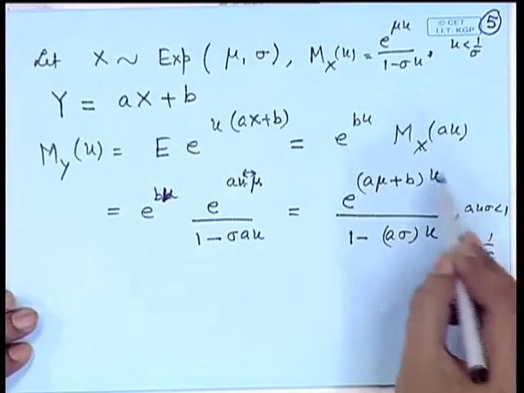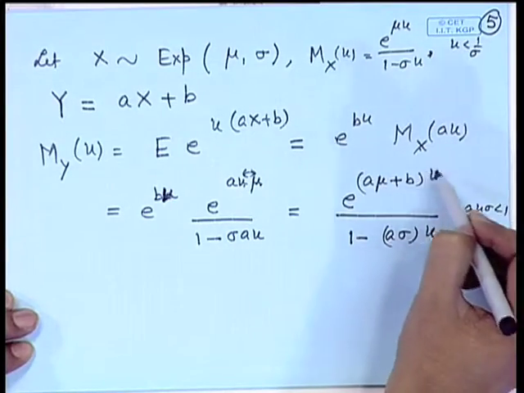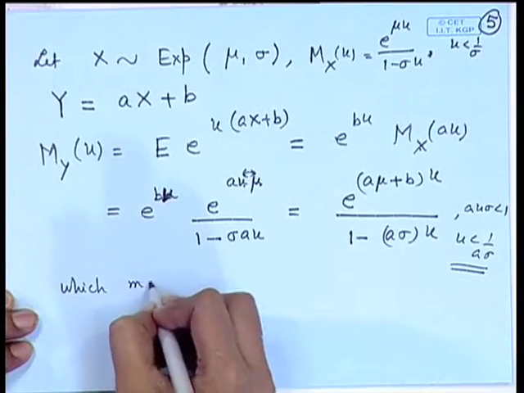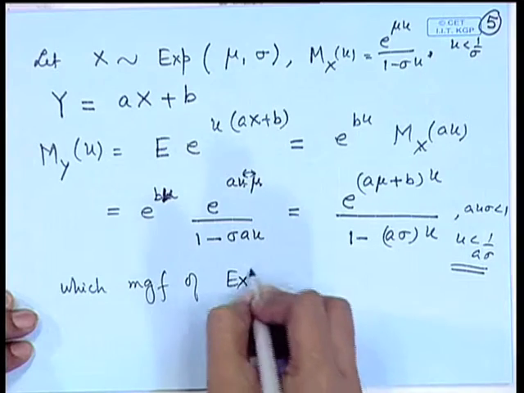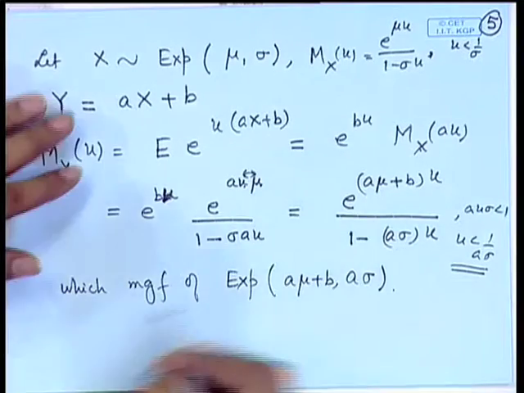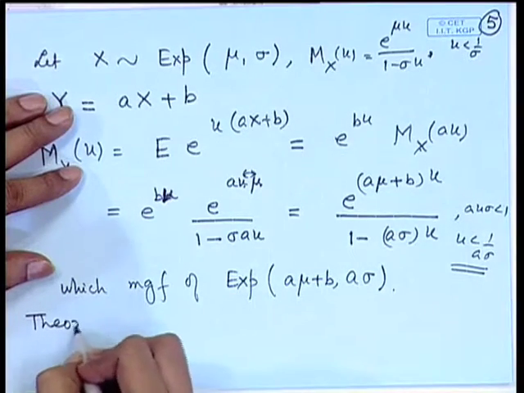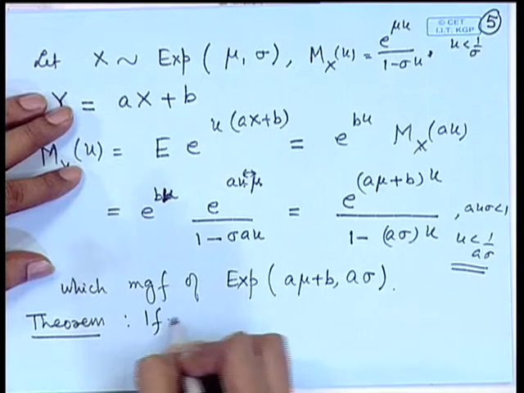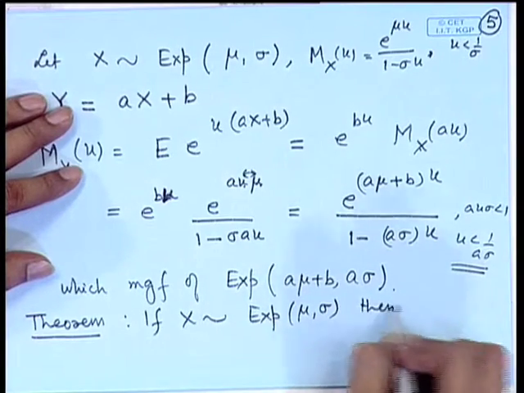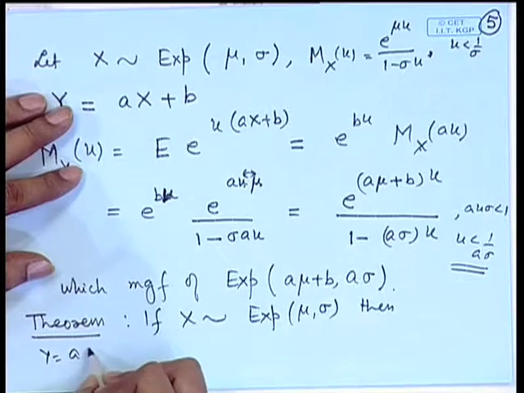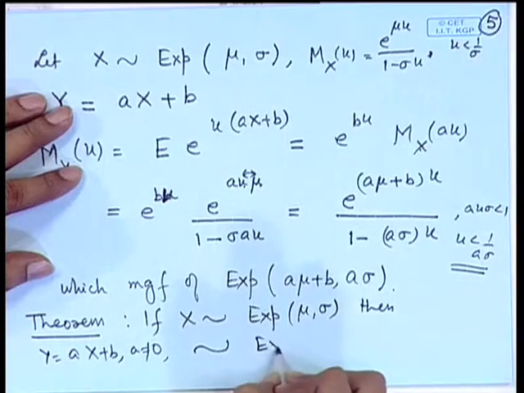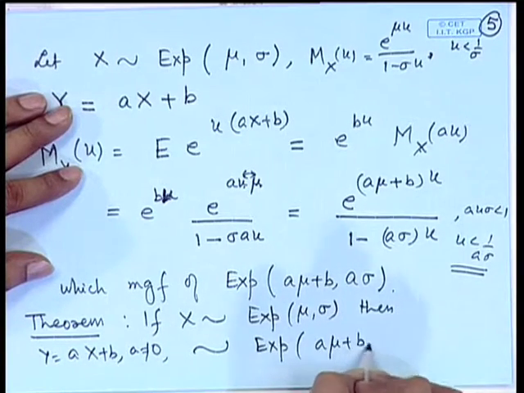So, obviously, you can see by comparing this that this is an MGF of exponential distribution with parameter A mu plus B and A sigma. So, this means we have proved the following theorem: if x follows exponential mu sigma, then y is equal to A x plus b, where A is not 0, follows exponential distribution with parameter A mu plus b, A sigma.